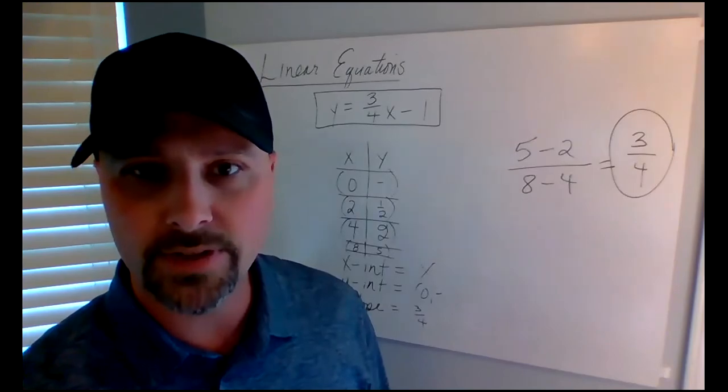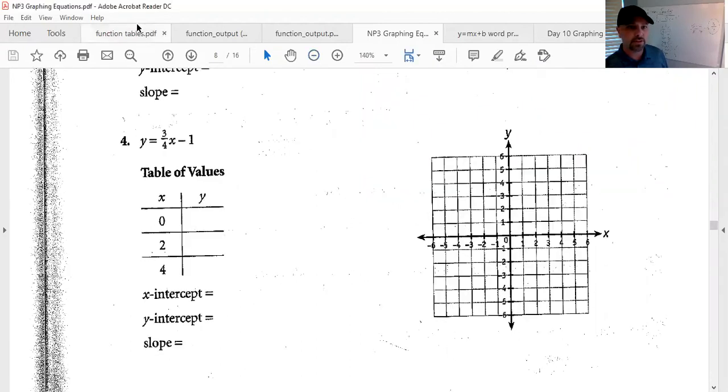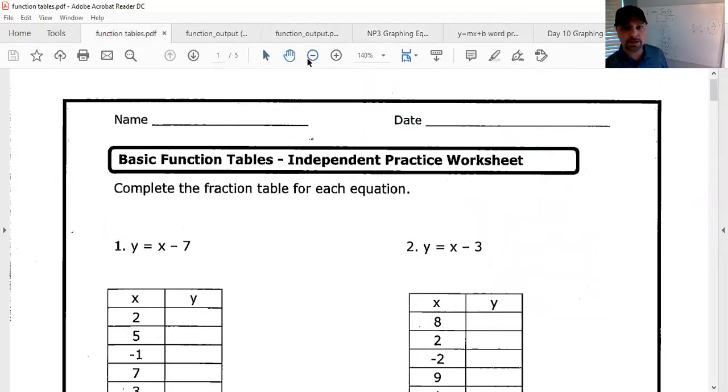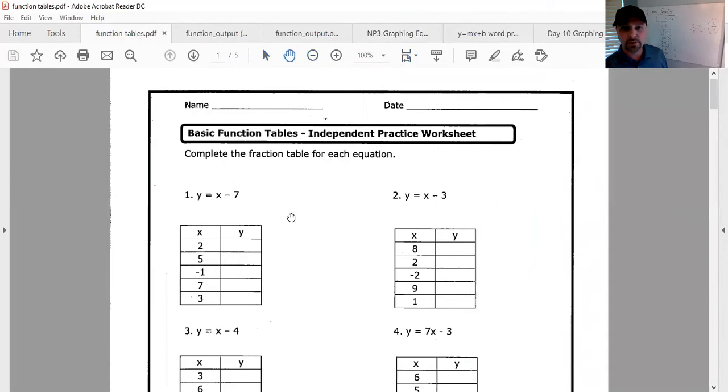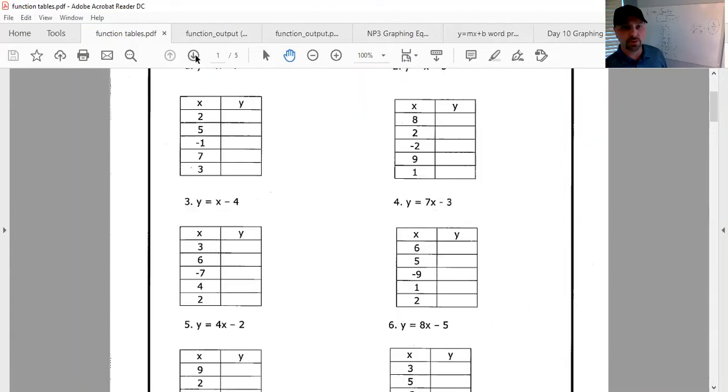All right, I need to wrap this thing up. So, you should be able to do these pages. I've sent, I think, 3 function table sheets where you're just solving, okay? Plug, substitute the number in for x and solve for y. Do that multiple times. That's good practice.